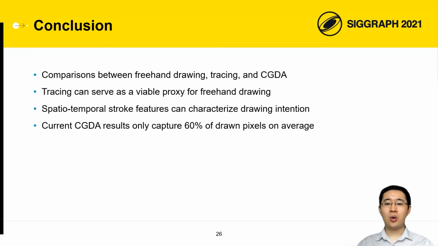To conclude, our analysis reveals the similarities and differences between freehand drawing, tracing, and computer-generated drawing approximation. Tracing is similar to freehand drawing in temporal tendencies and representation choices. Spatial temporal stroke features can characterize drawing intention in both tracing and freehand. Current CGDA results only capture 60% of drawn pixels on average, highlighting the great value of collecting hand-drawn data.